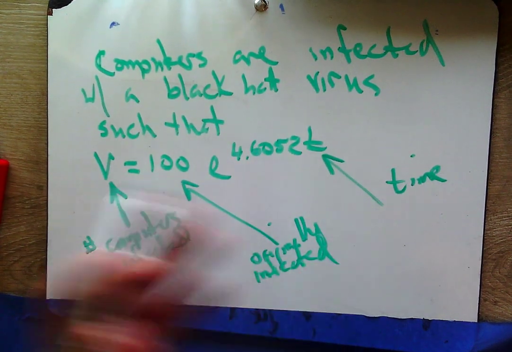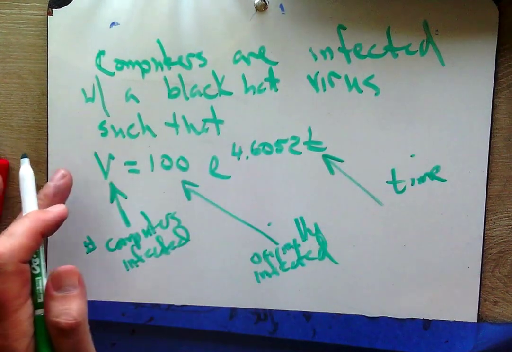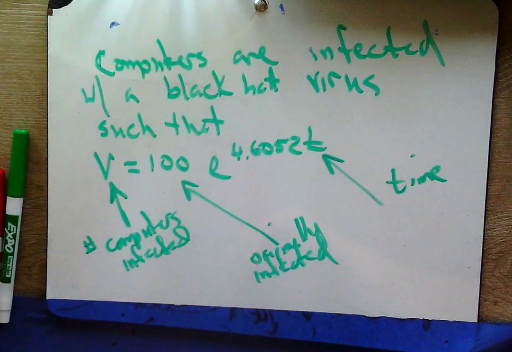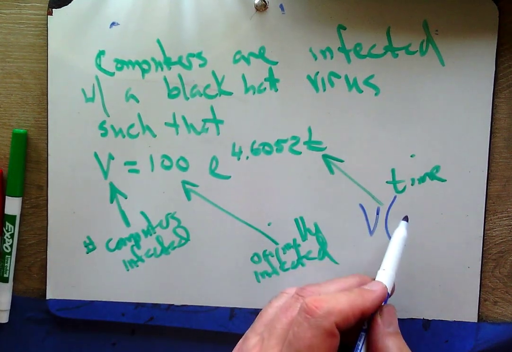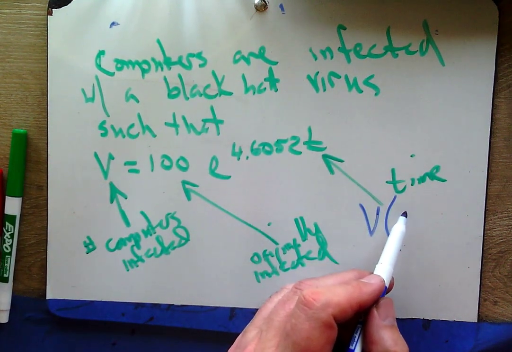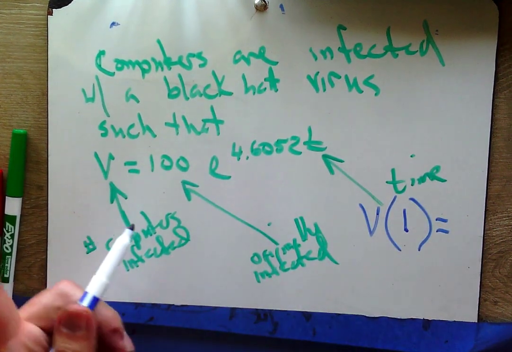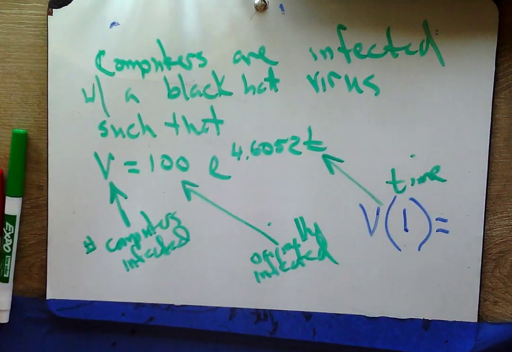But look, I don't actually have to do anything here. This is already built for me. I just have to use this model to answer their question. So, how about V of 1? Where do you find V of 1? And once you've found V of 1, tell me what V of 1 means in the context of this problem.